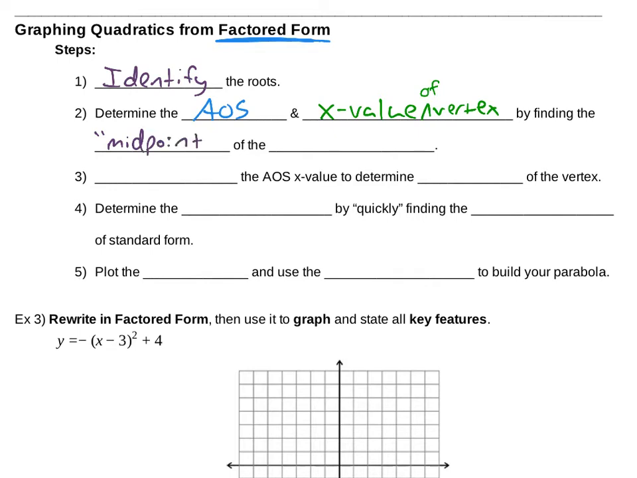Kind of like we talked about on the graph on the previous page. So then you have your AOS. Okay, you're going to plug that X value in. Or evaluate. Evaluate, plug in means the same thing. So plug that X value in. That's going to give you what? What part of the vertex will that give you? The Y value. It'll give you your Y value of the vertex.